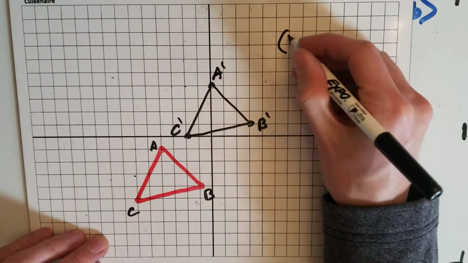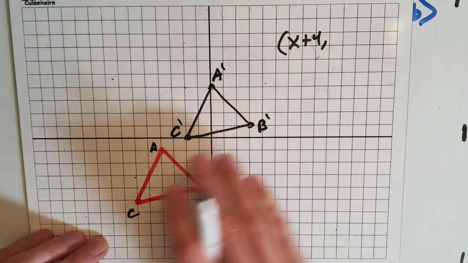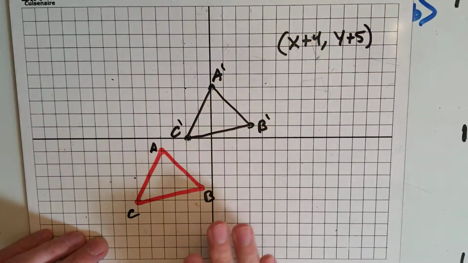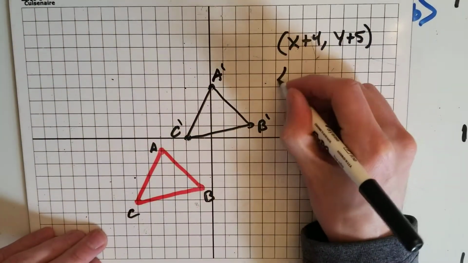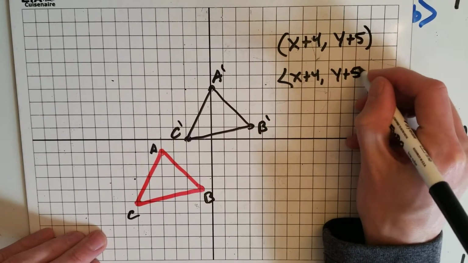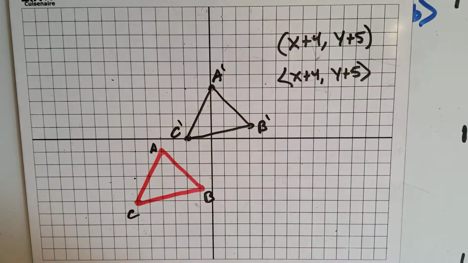We'd indicate that by saying x plus 4, because we went to the right by 4, and y plus 5, because you went up 5. And you also could see that like this, x plus 4, y plus 5. This is just a special notation for that. It works just for translations.